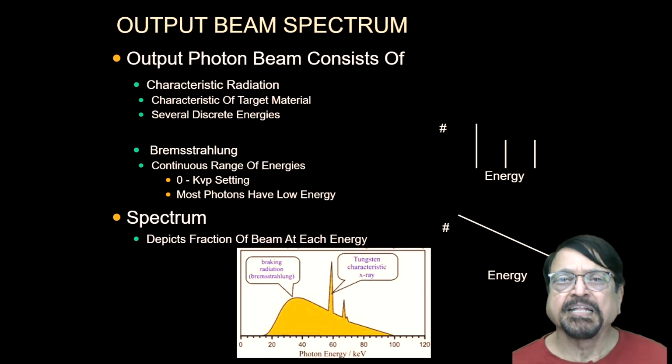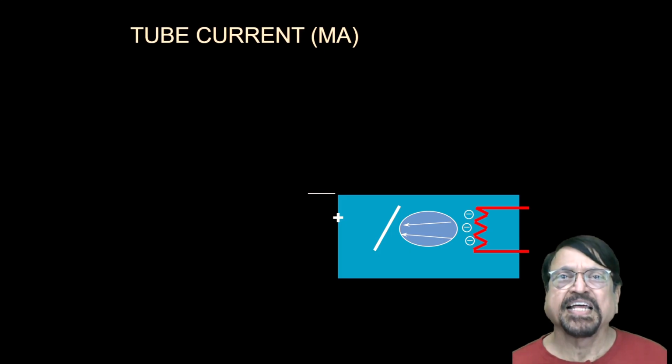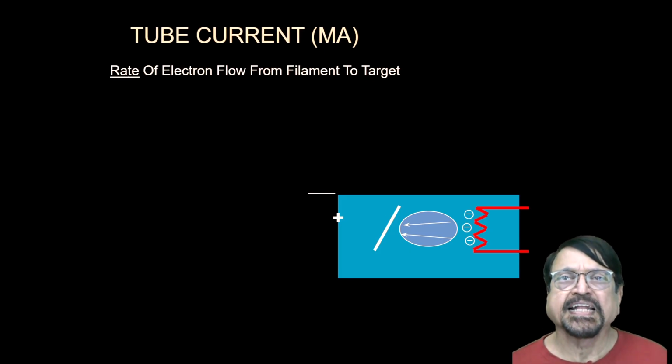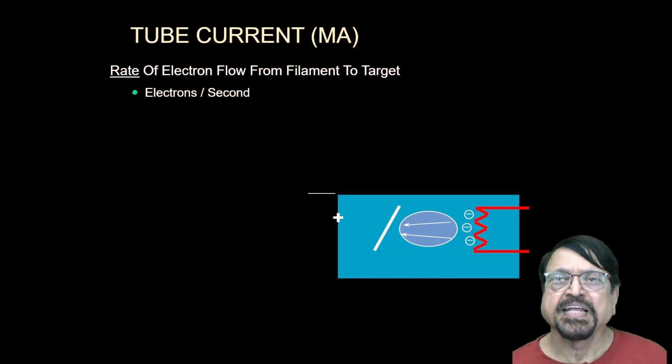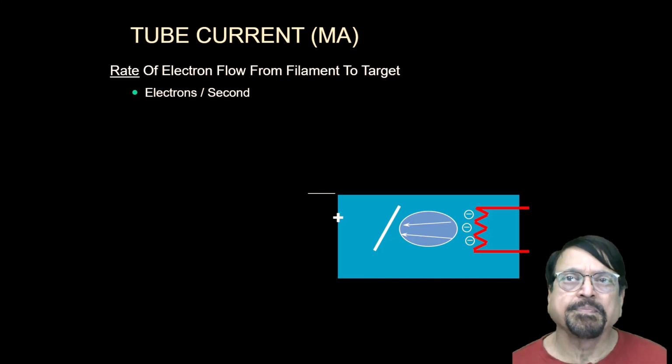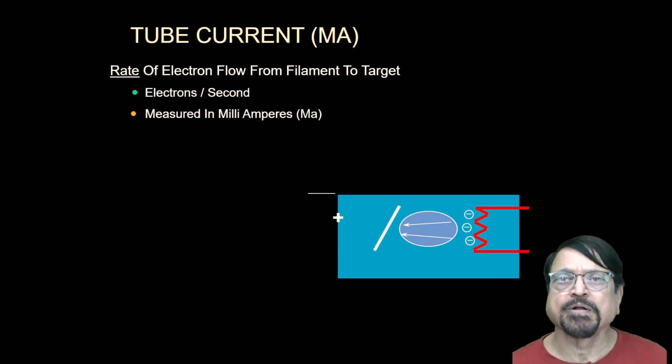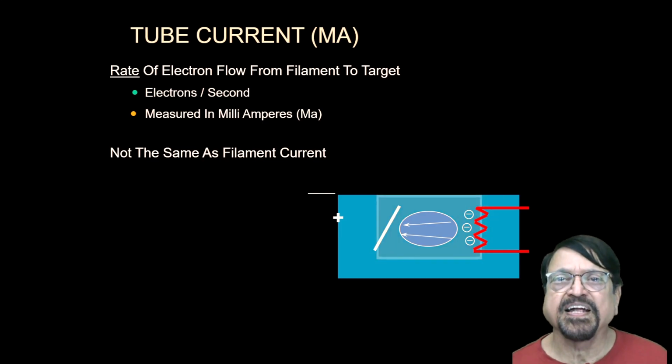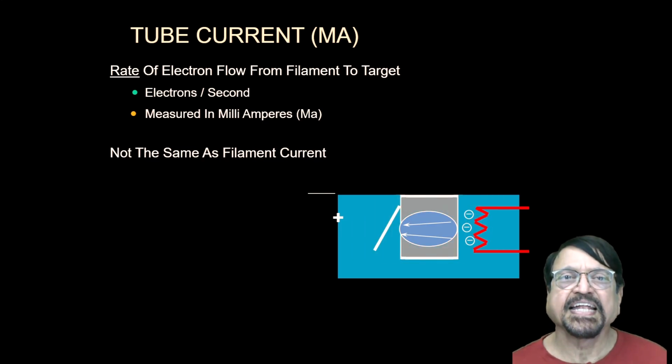Now the spectrum depicts the fraction of the beam at each energy level. Now there is tube current, mA, also. The rate of the electron flow from the filament to the target is determined by that, and there are electrons, something like so many per second, not to be precise but just for descriptive purposes, measured in milliamperes. It is not the same as filament current, it is different.